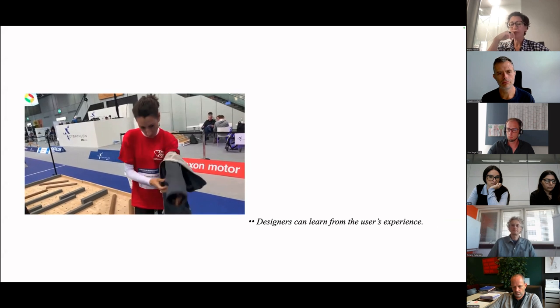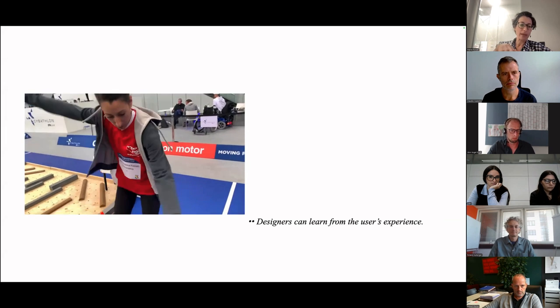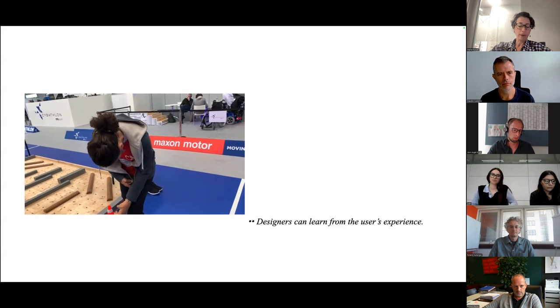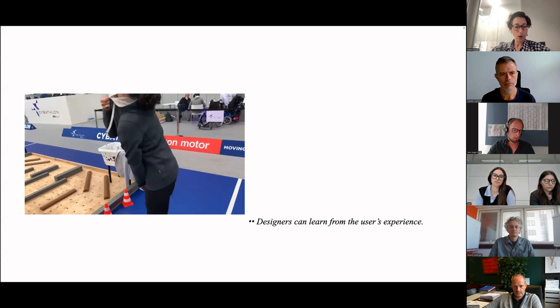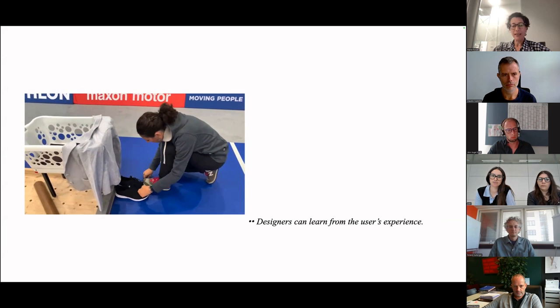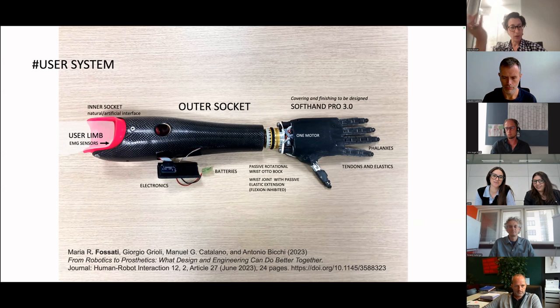And here we can see another great opportunity given by the competition, which was like putting these clothes on, which really had the possibility to highlight that we have to consider not only the grasp issues. We saw all the competition tasks in which the hand has to grasp something, but I'm dealing with a disability, and designing an upper limb prosthesis is not only a grasp issue, but it really has to deal with all the user system.